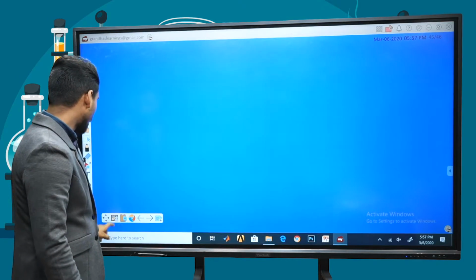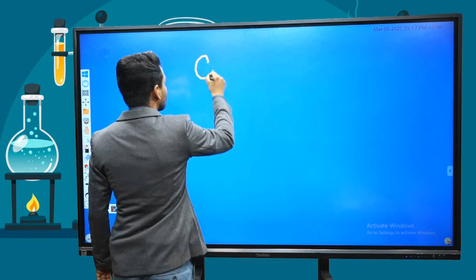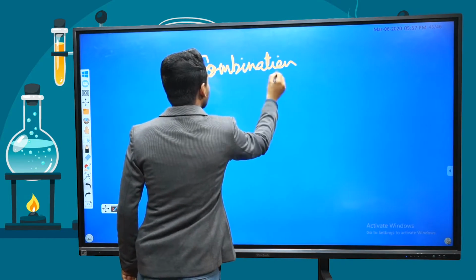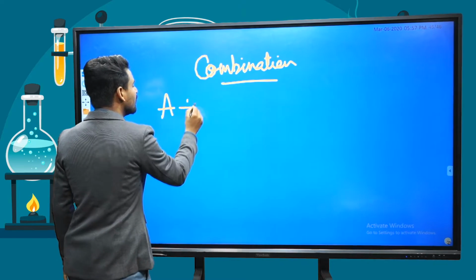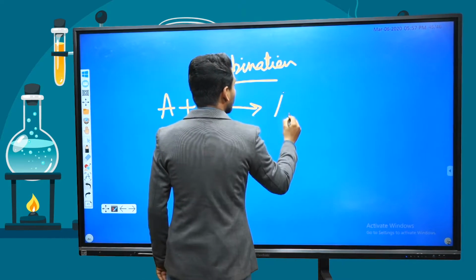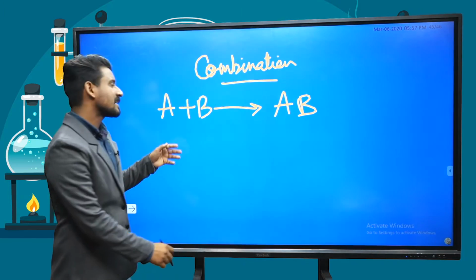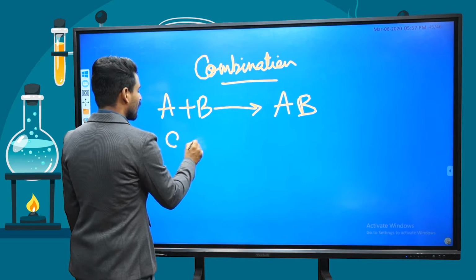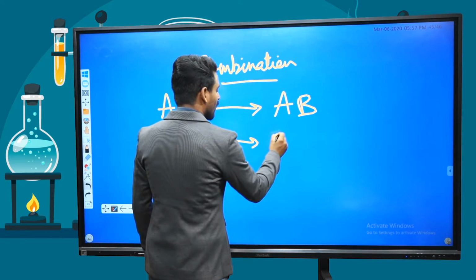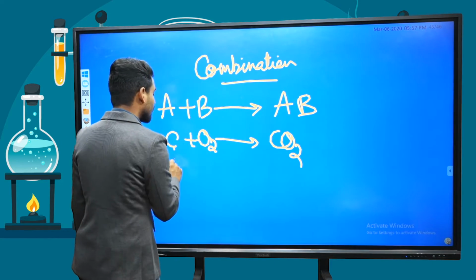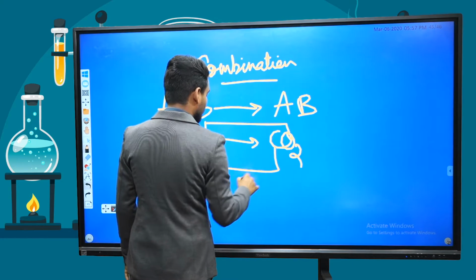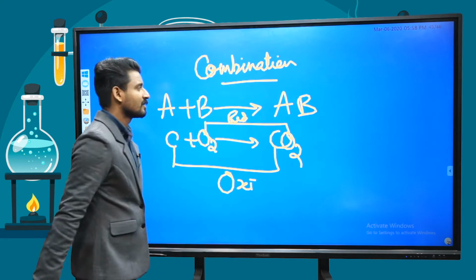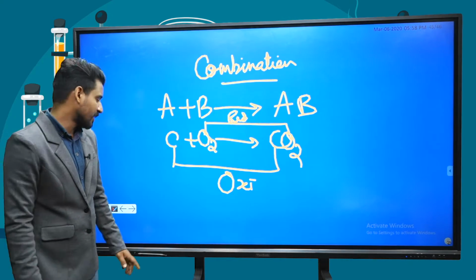Let us consider combination reaction. This is nothing but the type A plus B gives AB. That means two reactants combine to form only one product. That is combination type. For example, carbon plus oxygen gives carbon dioxide. Here carbon gets oxidized and oxygen gets reduced. This is oxidation, this is reduction. This is a redox reaction, and moreover a combination reaction.